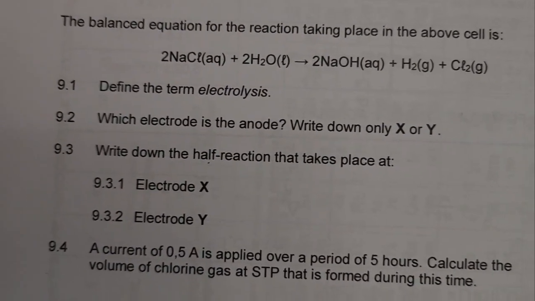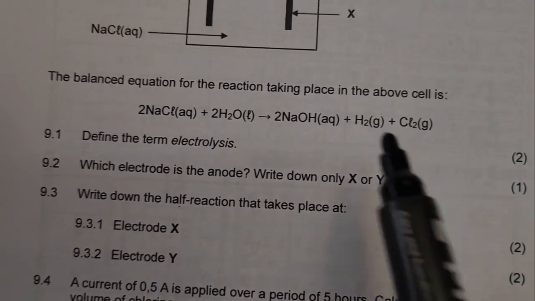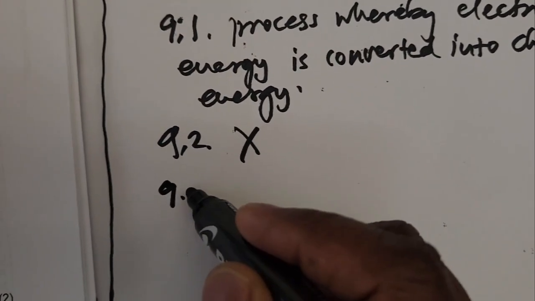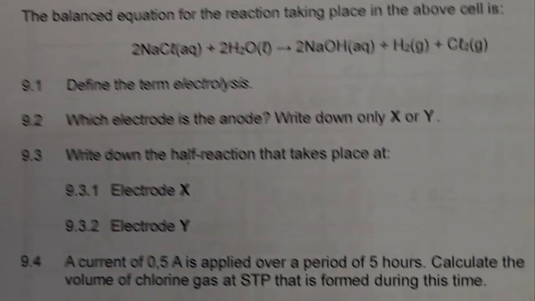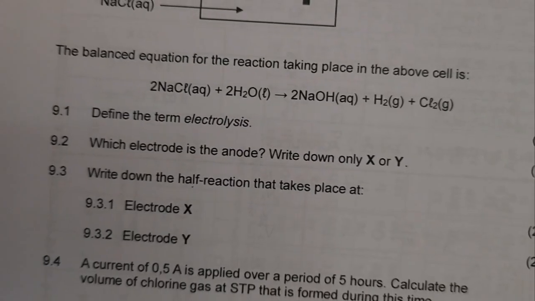9.2, which electrode is the anode between X and Y? We have already said the anode is the positive electrode, which will be X. If they were asking for the reason why, you just say oxidation takes place or it is the positive electrode.